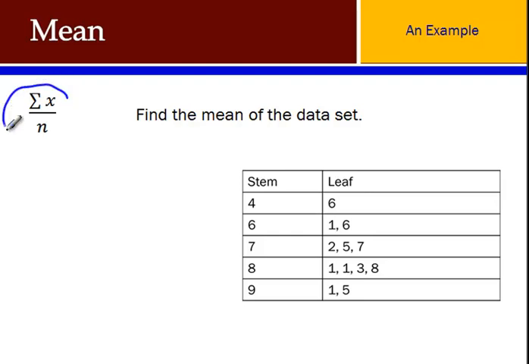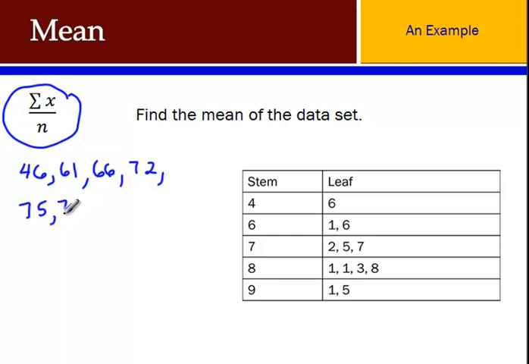So we're going to use our formula to find the mean, and here we have our stem and leaf. So we've got 46, 61, 66, 72, 75, 77, 81, 81. This is the same exact data set we had before. 83, 88, 91, and 95. And the first thing we're going to do is take out a calculator and add all these numbers together.